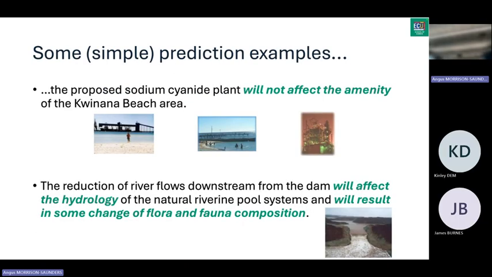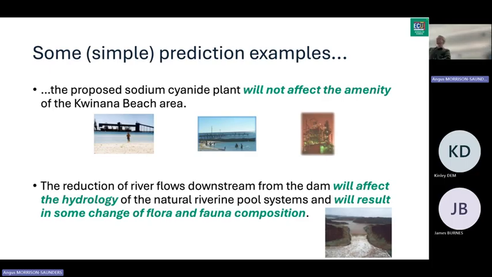So I said a prediction is of a change or no change. So here's some simple examples. These ones come from my PhD research many years ago. The proposed sodium cyanide plant will not affect the amenity of the Kwinana Beach area. You've got a beach, you've got a new industrial complex, a short distance from the beach. The concern was about the aesthetics, the visual aesthetics and noise and so on, the amenity of the beach. And they're saying, well, it's not actually going to change that. It's not going to affect us.